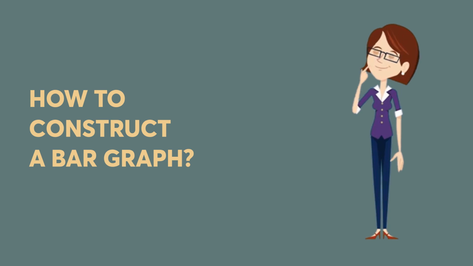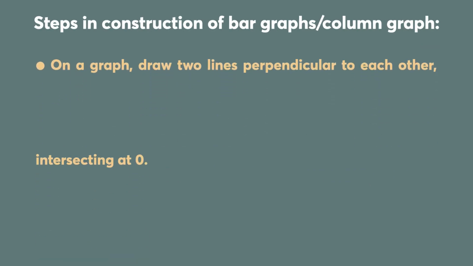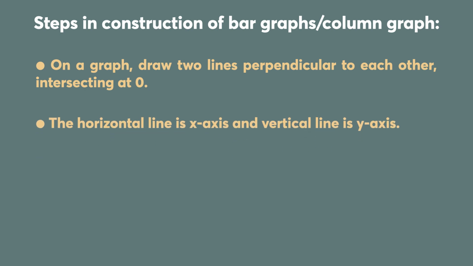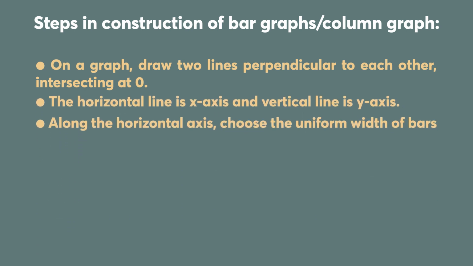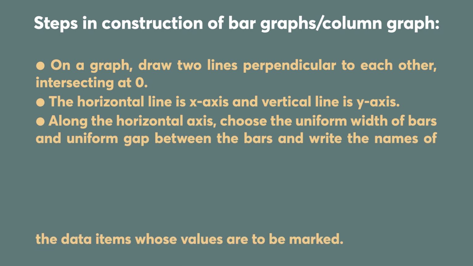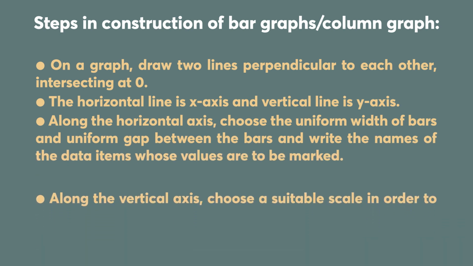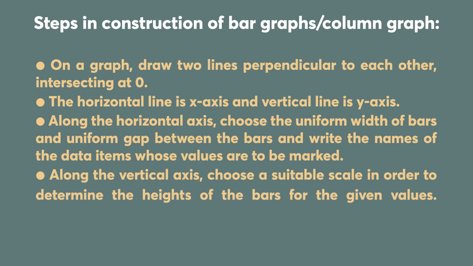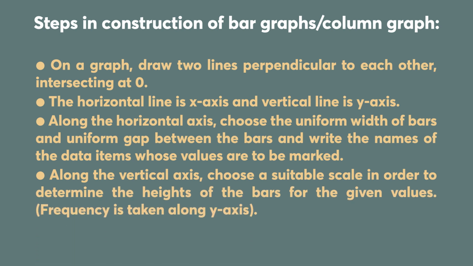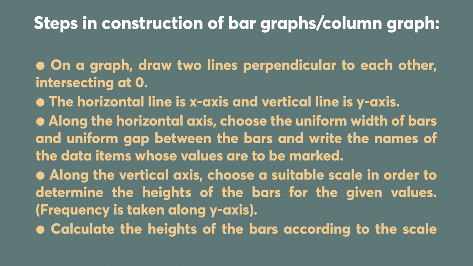Steps in construction of bar graphs or column graph. On a graph, draw two lines perpendicular to each other, intersecting at 0. The horizontal line is x-axis and vertical line is y-axis. Along the horizontal axis, choose the uniform width of bar and uniform gap between the bars and write the names of the data items whose values are to be marked.